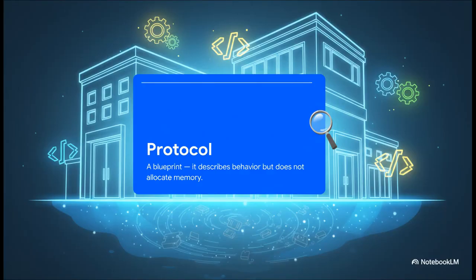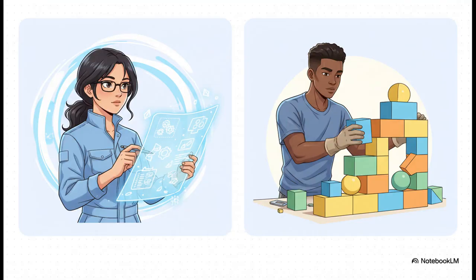A protocol, that's your blueprint. It's just a list of rules and requirements. It says, hey, any building that follows this plan must have a front door, and it must have at least one window. But the blueprint itself is just paper. It doesn't have rooms or walls. It takes up no space. It allocates zero memory. And this is where it all clicks.